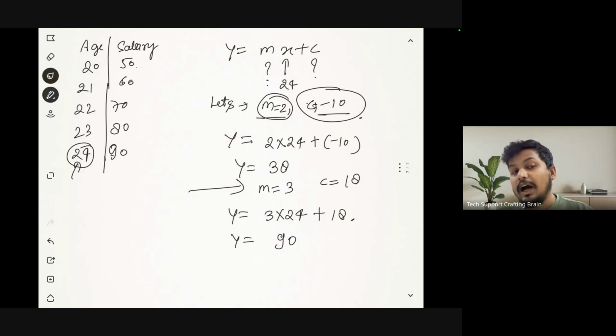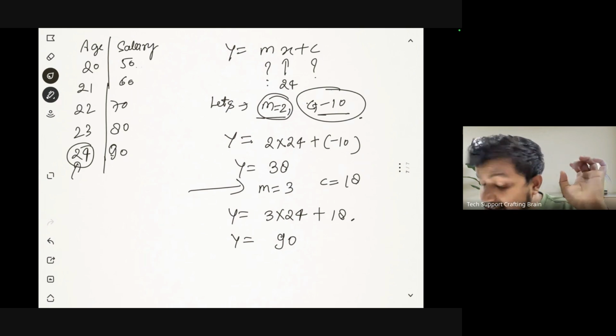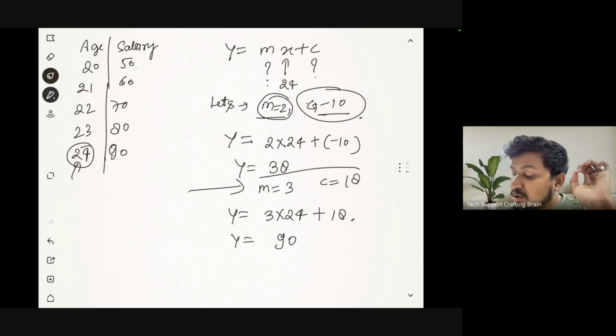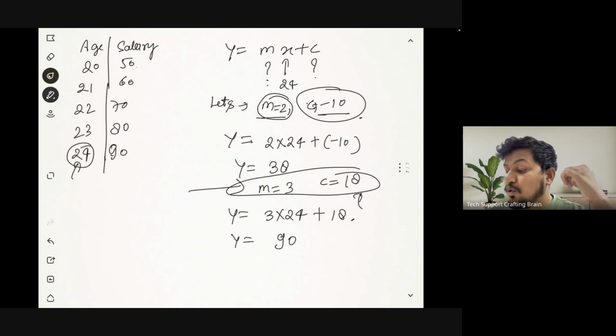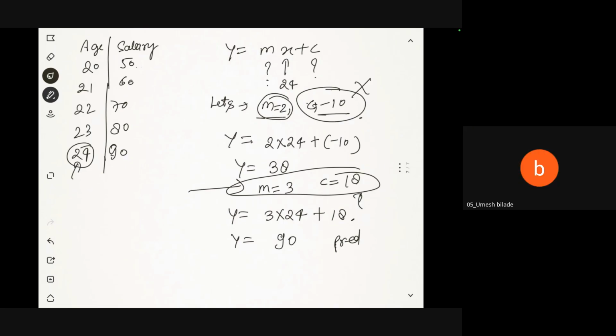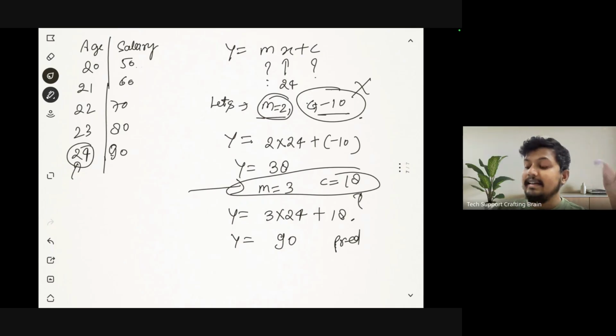Now tell me, this time, are you getting a correct result or an incorrect result? Correct result. So now can you say one thing, guys? Whatever prediction we are making totally depends upon the m and c values. If you take the correct m and c values, you will be able to make the prediction correct. If you take incorrect m and c values, you will not be able to make the correct prediction. You're understanding this point, guys? Yes. Now the whole idea, the whole game of linear regression is what right now, guys?